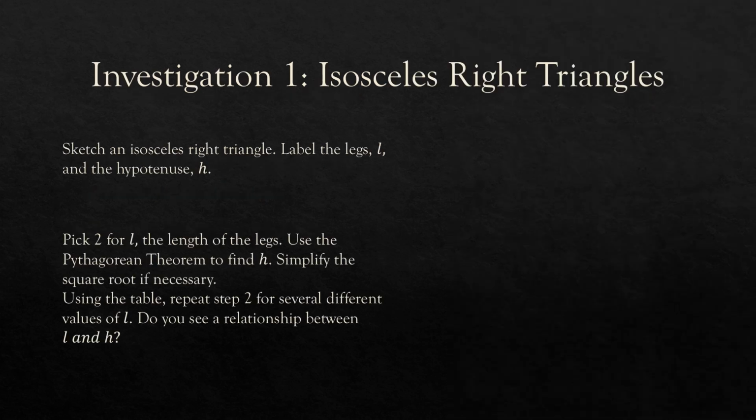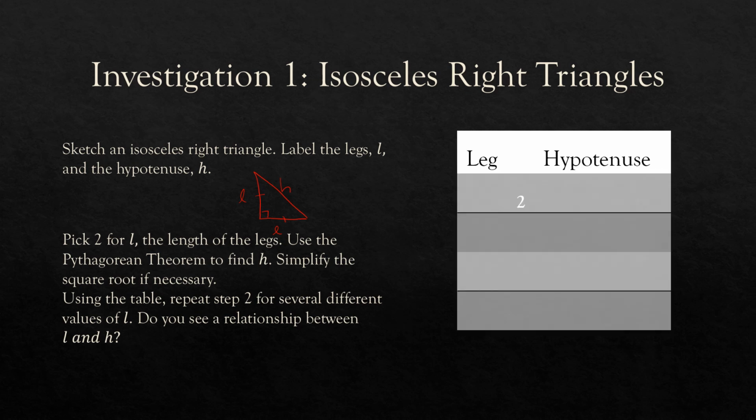So let's look at an investigation with this isosceles right triangle. Sketch an isosceles right triangle. Label the legs L and the hypotenuse H. So here are two legs that are the same size, and our hypotenuse, which is H, and here's our right angle. Pick 2 for L, the length of the legs, and then use the Pythagorean theorem to find H. Then we'll simplify the square root if necessary. We will then use this table and repeat these steps for different values of L, and we're going to see if we can find a relationship between L and H.